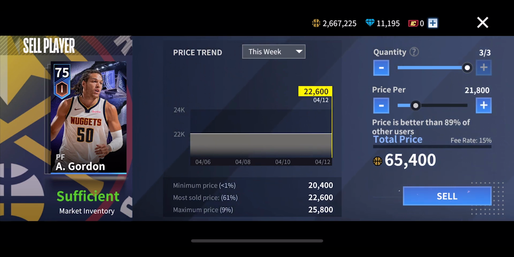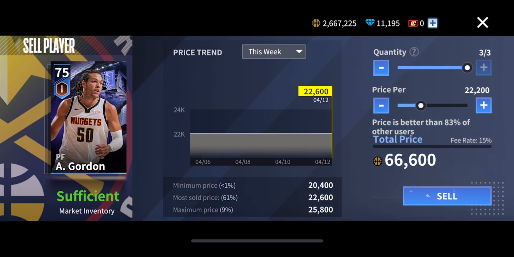However, if I reduce it a little bit, you can see that percentage keeps going up and up and up until I put it at the lowest price, and that is the best price anyone is ever selling him at. So this means he is more likely to sell. However, it does mean I am making slightly fewer coins than if I were to put him up at a slightly more competitive price.